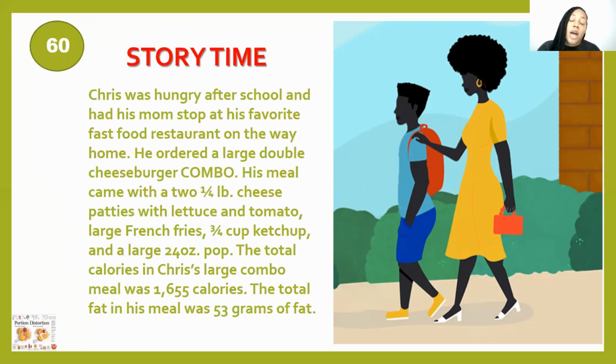The total calories in Chris's large combo meal came to 1,655 calories, and the total fat in his meal came to 53 grams of fat. That's a pretty, well, I'm not going to say healthy, hefty after school snack.